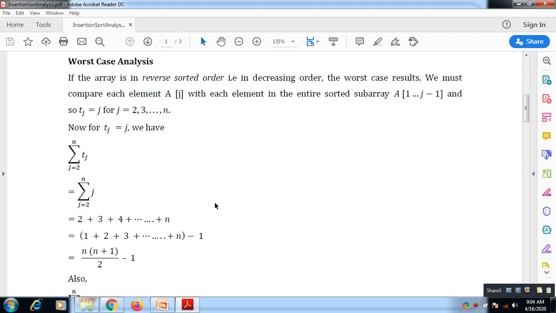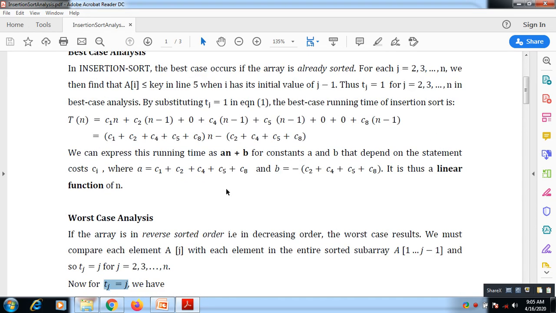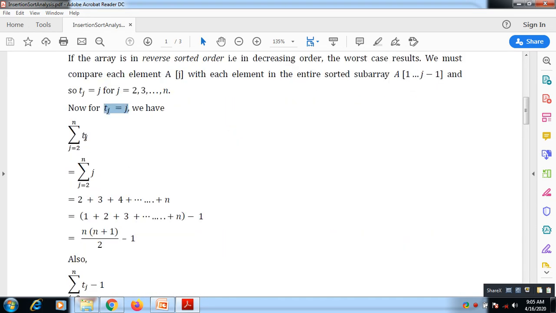this worst case occurs when the elements of the given list are in reverse sorted order. So for this case, the inside while loop will run for the maximum time, that is for the jth iteration it will run j times. So in this case we can put tj equal to j. Now if we put tj equal to j, we have to calculate these two terms. So summation tj, in place of tj we can place j, so it will be 2 plus 3 up to n.